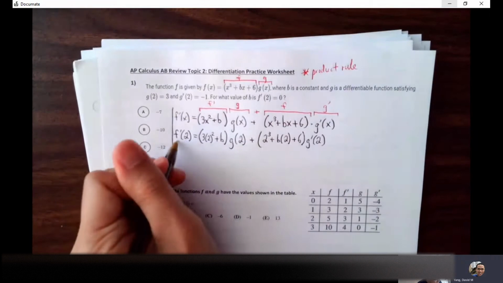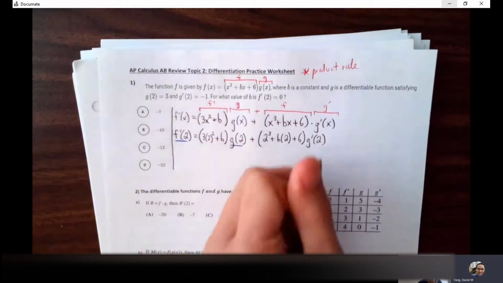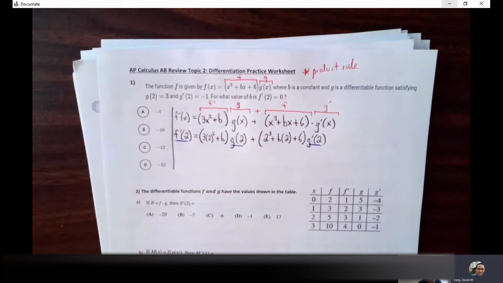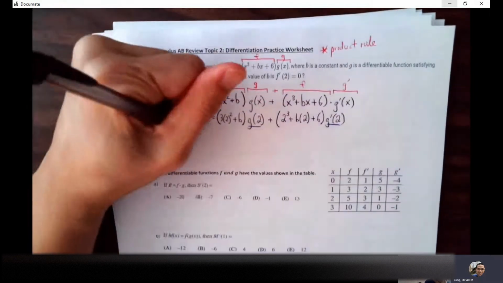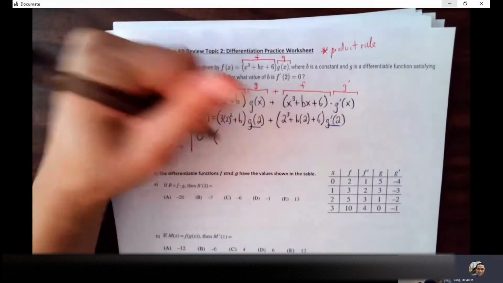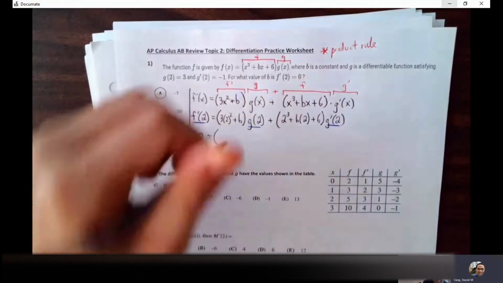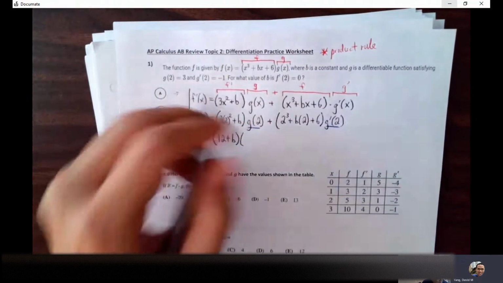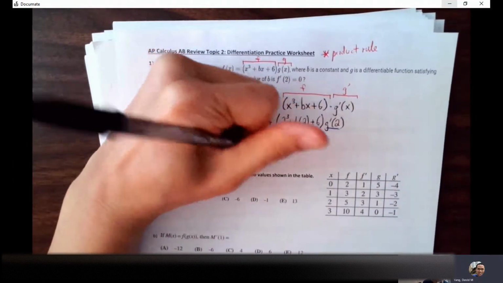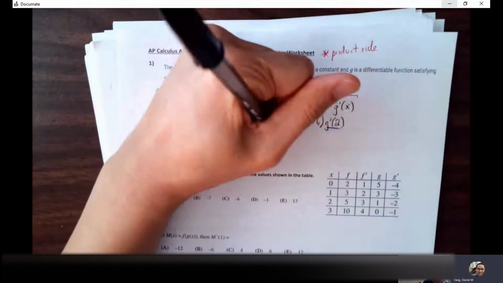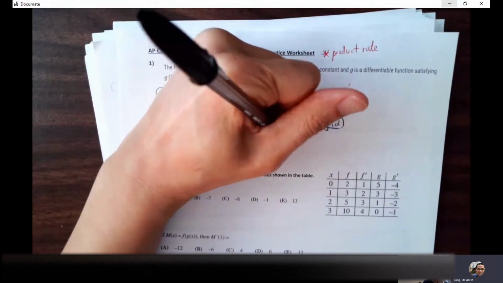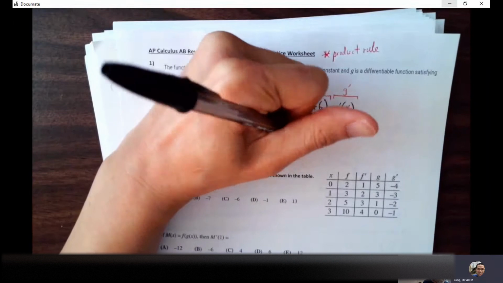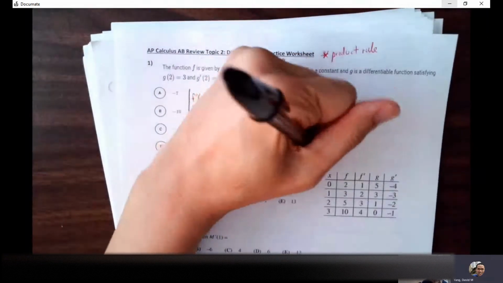So a couple things I can replace here. I'll replace this portion, replace that, and the hope is that we can get it all the way down where the only thing missing is our b value. We can solve for b. All right, 3 times 2 squared, 3 times 4 is 12. G of 2 is 3. 2 cubed is 8. G prime of 2 is -1.